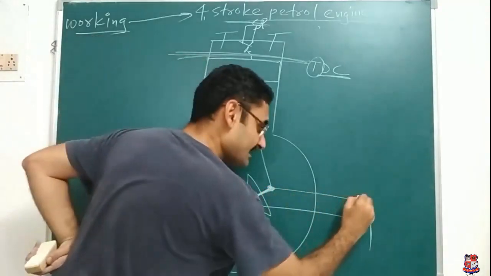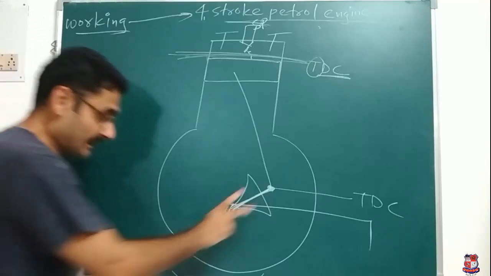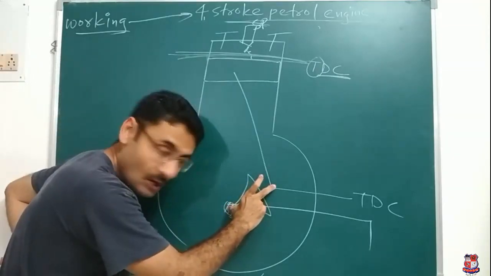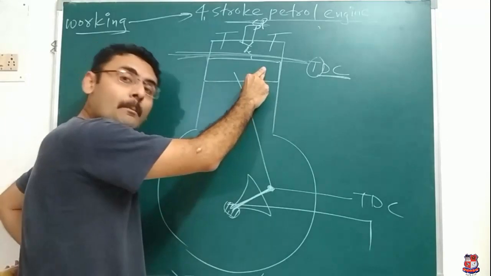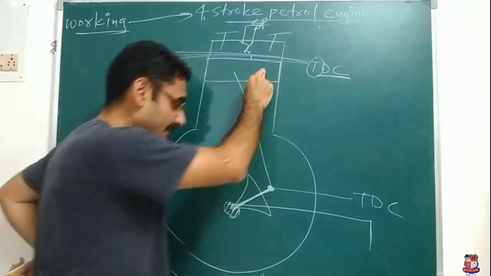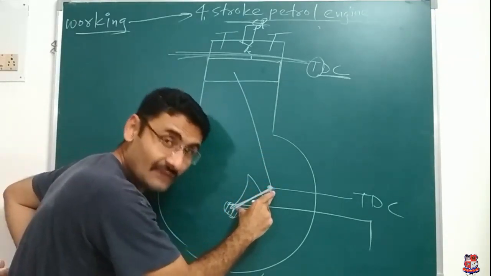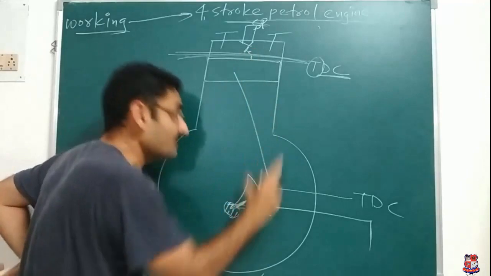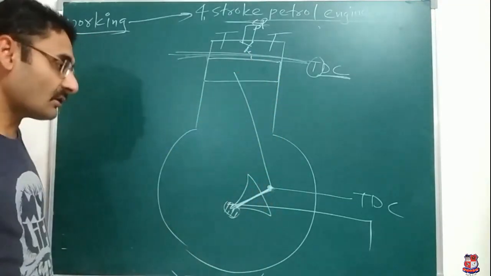The position of the crank is also known as TDC. TDC means the position of the crank on which the piston is at its most topmost position. That is the meaning of TDC.